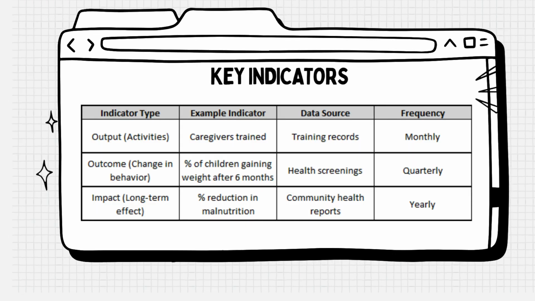Next, we define indicators: how we'll track progress. Think of these as the project's scoreboard. Numbers don't lie. These indicators help us measure whether the project is working or if we need to adjust our approach.